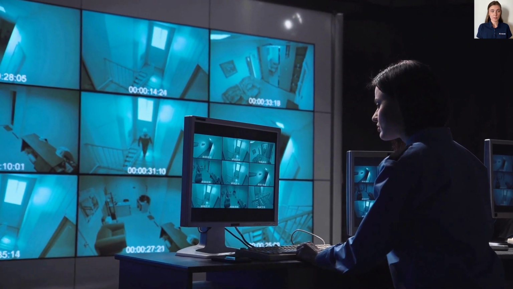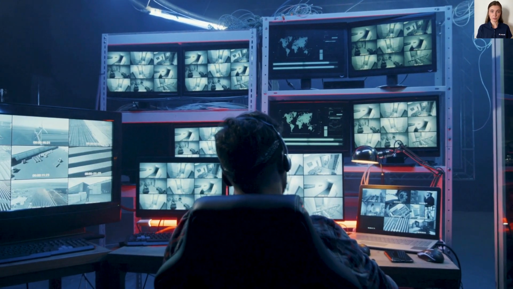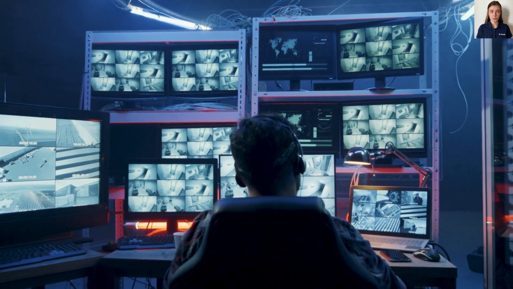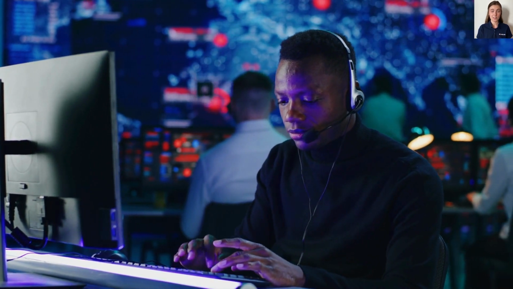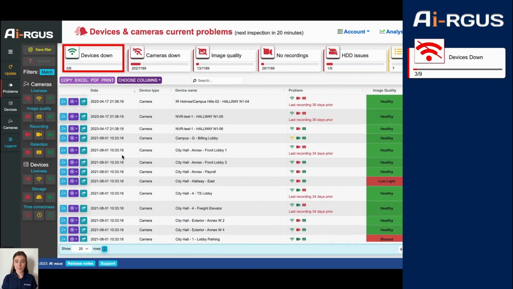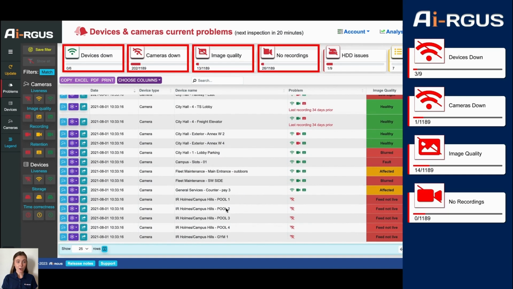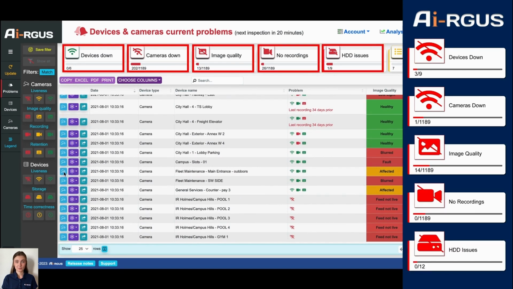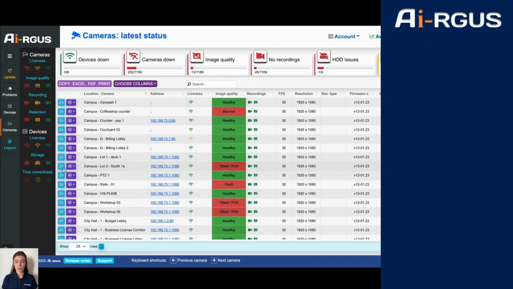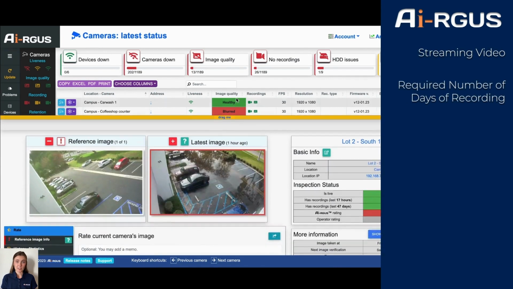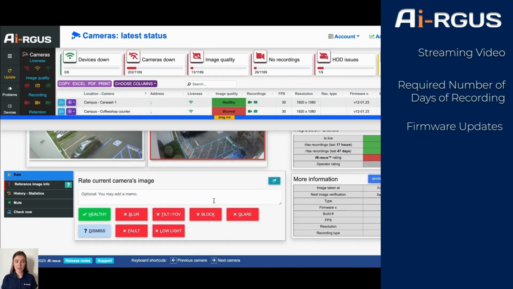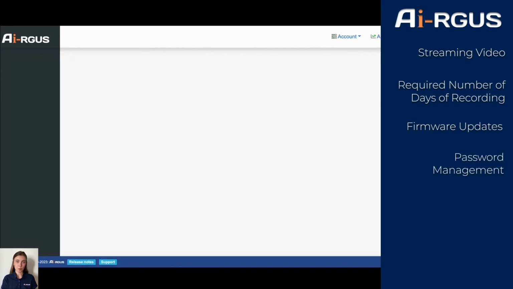A patchwork of partial solutions has been developed over time, such as IP monitoring or the built-in check in the VMS. Ai-RGUS is a comprehensive solution to that old problem, with nothing missing. It checks all aspects of the camera system. Ai-RGUS is customized for security camera system health and cybersecurity monitoring, while others are either more generic and therefore lack key features, and others like the VMS just don't really focus on this problem.